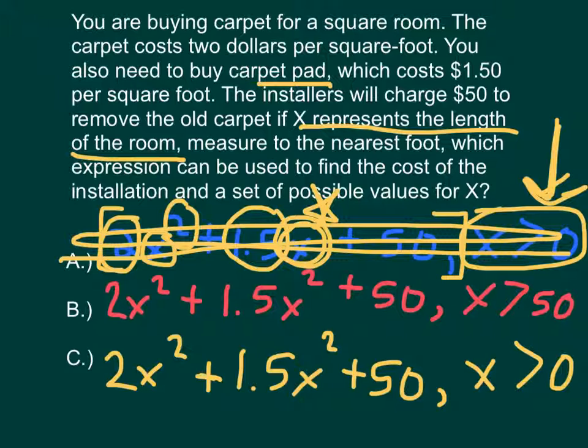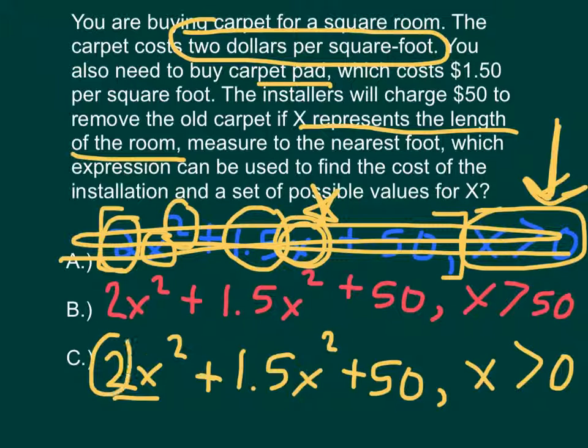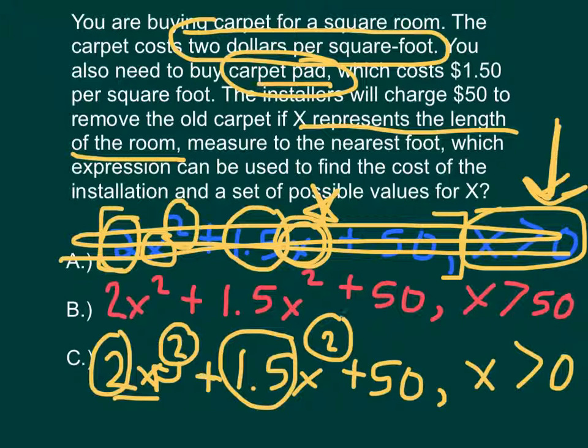So now we're down to B or C. Which one did you pick? Letter B is very similar to letter C. Let's take a look at letter C. Letter C says 2x squared, and we see 2x squared over here in the mathematical expression. That represents $2 per square foot, plus $1.50 per square foot for the carpet pad. The carpet pad is $1.50 per square foot, and that works out. Plus the $50 for the carpet removal.